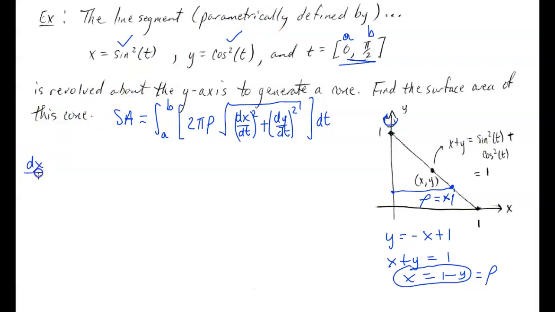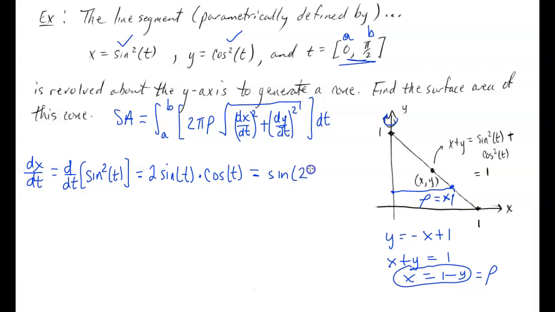So we've got dx over dt. Of course, that's the same as taking the derivative of sine squared, and using the chain rule, that's going to be 2 sine of t times the derivative of the inside function, sine, which is cosine t. Okay, which we know is an identity, and we can rewrite this as just sine of 2t.